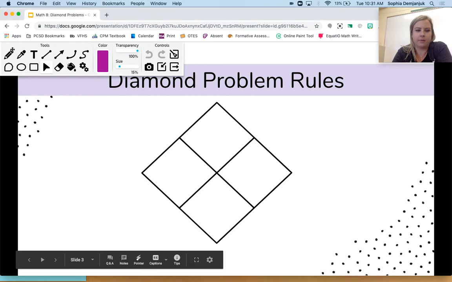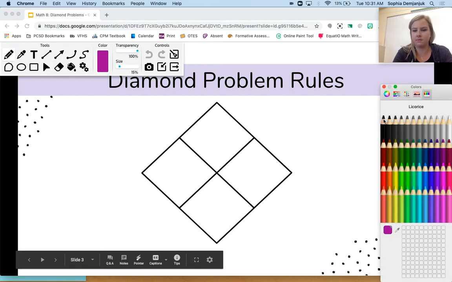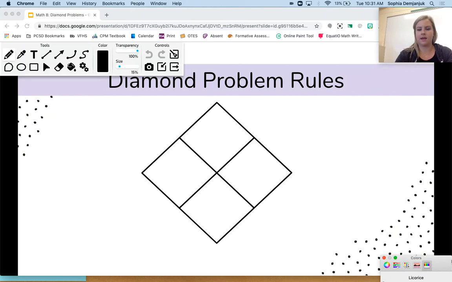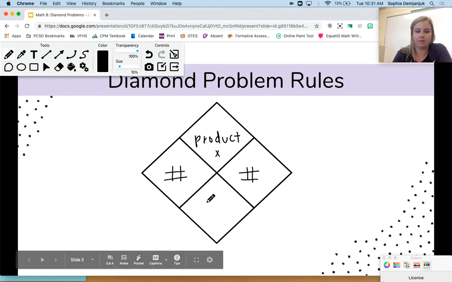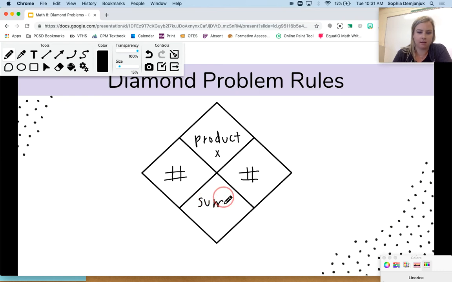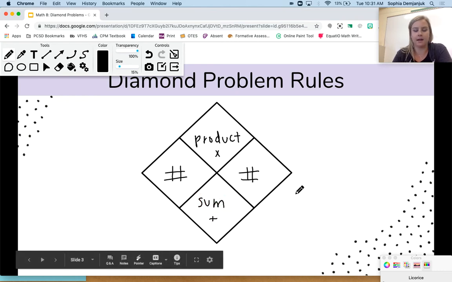So we have a rule that we're going to be following when we're working with diamond problems. And that rule is that whenever you have these two numbers, the top of your diamond is going to be the product, which is multiplying those two numbers. The bottom of your diamond problem is going to be the sum of those left and right numbers. So what those two numbers add up to.